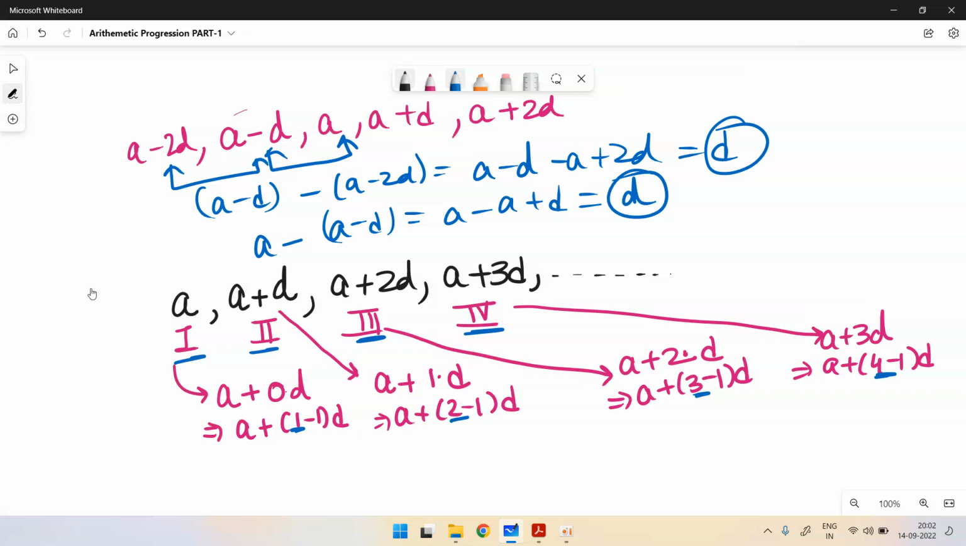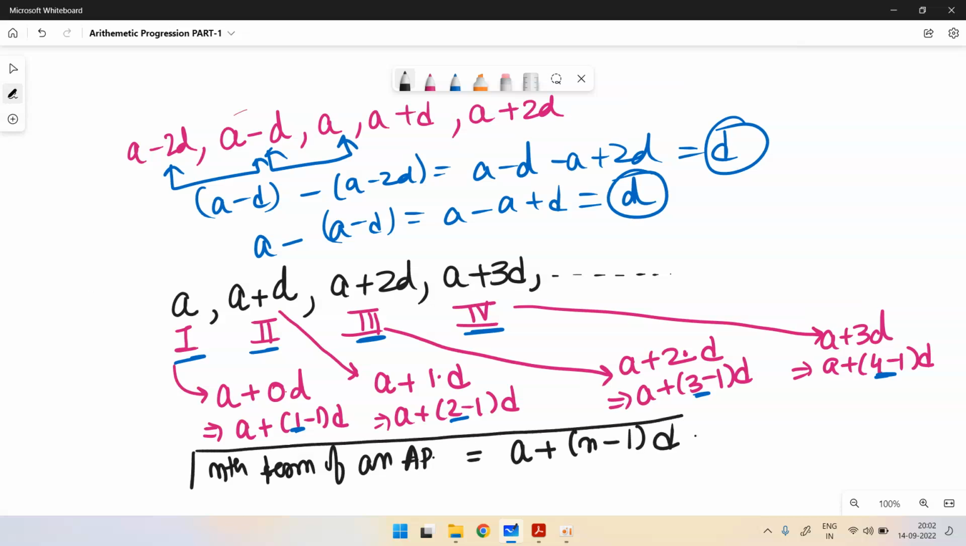So in general, you can write that the nth term of an AP, any term, can be written as A plus (n minus 1) into D. This is the main formula for getting the nth term. A plus (n minus 1)D is the nth term.